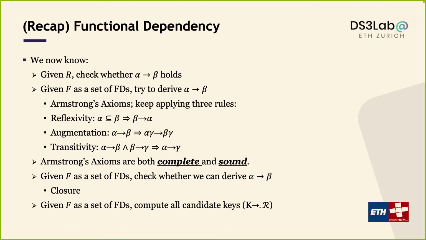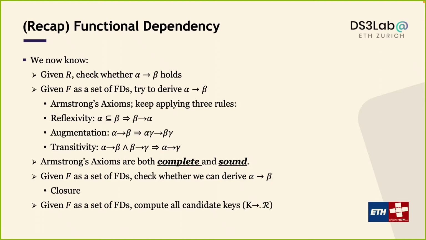We also know, given a set of functional dependencies, how to compute all possible candidate keys of this relation. How to do that? Well, you go back to the definition of candidate keys. What is a candidate key? If K is a candidate key, you need to satisfy 2 conditions. First, there needs to be a functional dependency that K decides all the attributes in R. And second, such a functional dependency needs to be minimal, in the sense that if you remove any attribute in K, that functional dependency will not hold anymore.